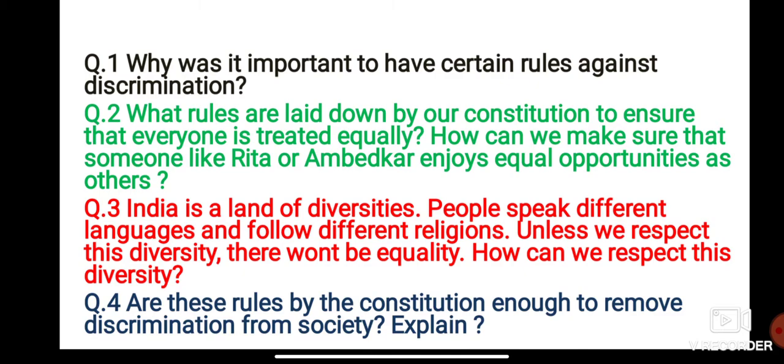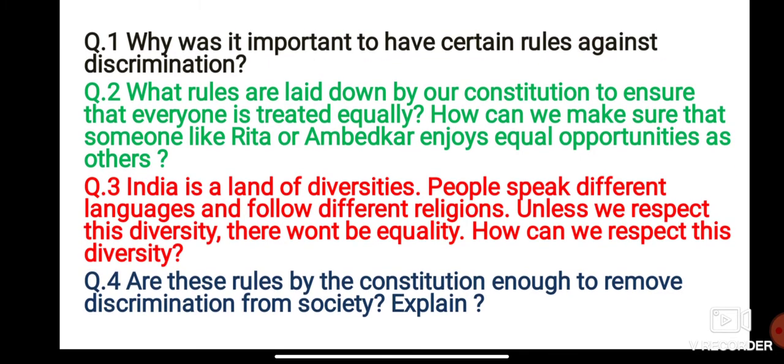The last question for today: are these rules by the Constitution enough to remove discrimination from society? Explain. According to you, are these rules laid down by the Constitution enough to remove discrimination from our society?